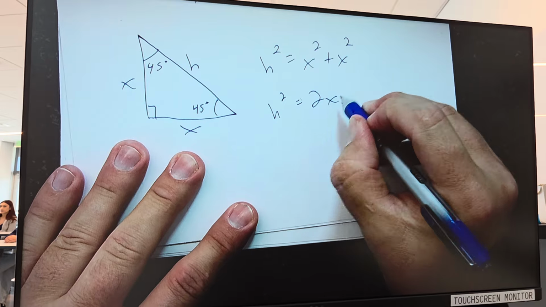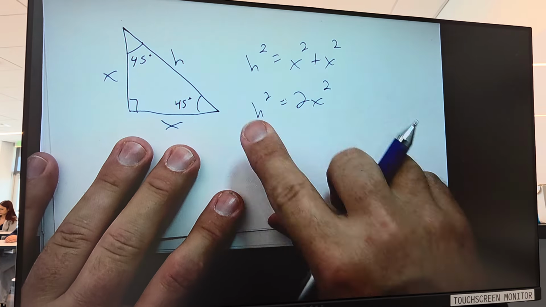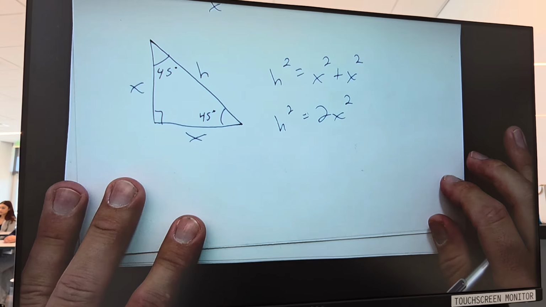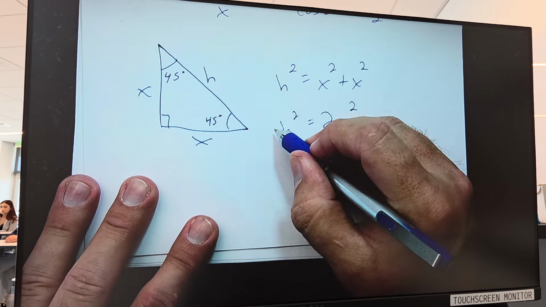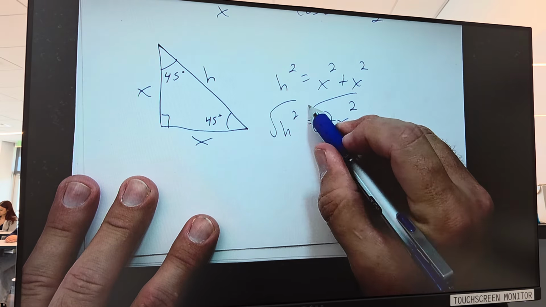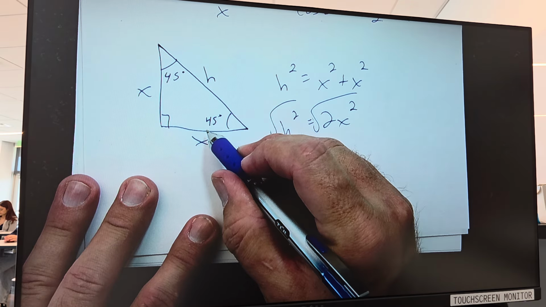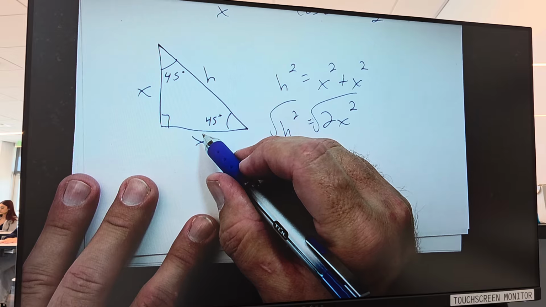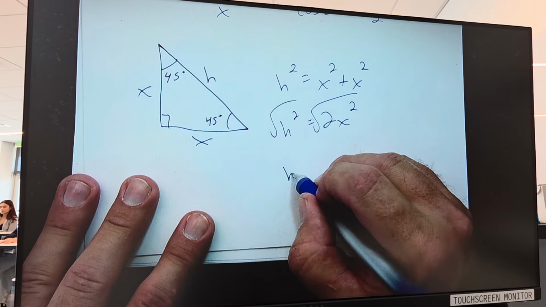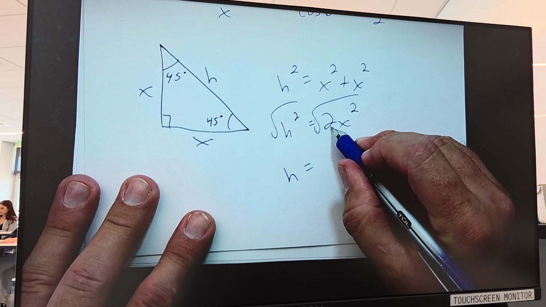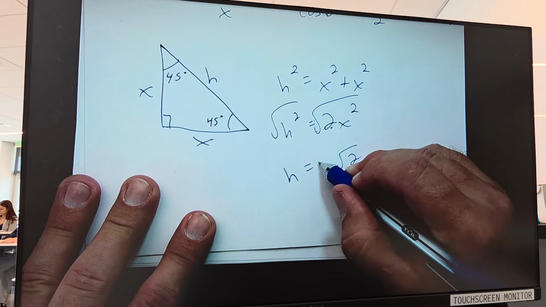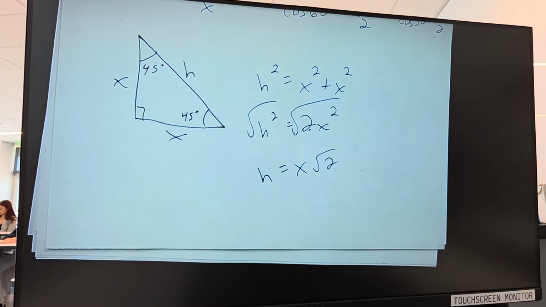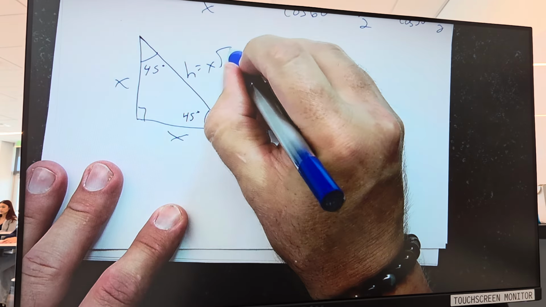And how do I solve for h? Careful now. Square root. I don't put plus or minus because this is a physical triangle for now, yes? What's the square root of 2? I don't know. What's the square root of x squared? x. So h is x times square root of 2.